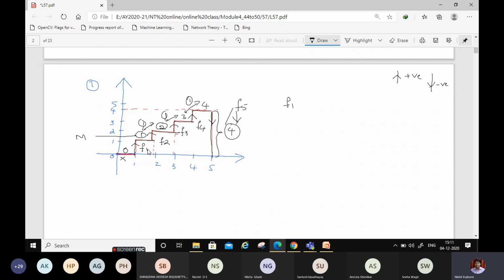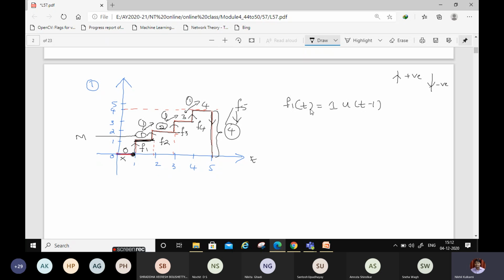Now how to write it directly? Between 1 to 2, what is the magnitude? Magnitude is 1. So you write f of t is equal to 1, and it has started from t equal to 1, so I can write u of t minus 1. That's all. This will define the entire f1 of t.